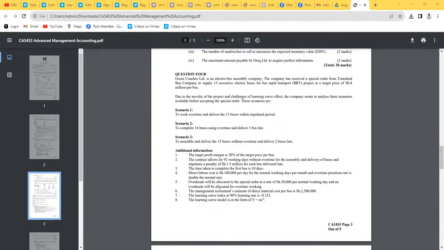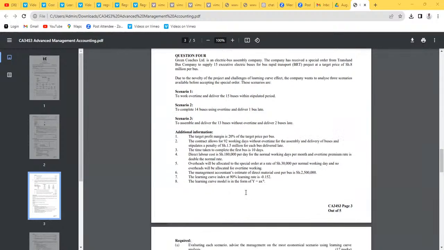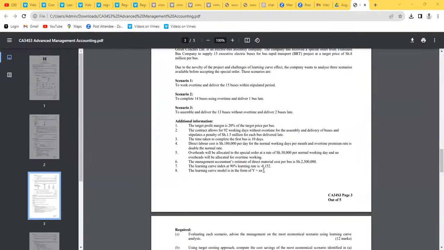The management accountant estimate of direct material cost per bus is 2.5 million. The learning curve index is 90%. That is, learning rate is negative 0.152. I think that figure is now familiar. The learning curve model is in the form of y equal to a x raised power b. If it is raised power b, then it should be the cumulative. That y should be the average.